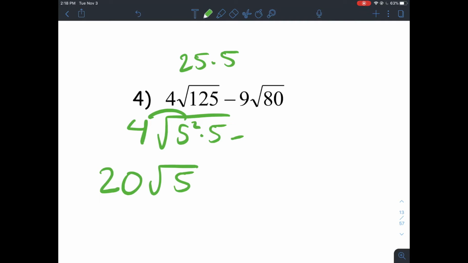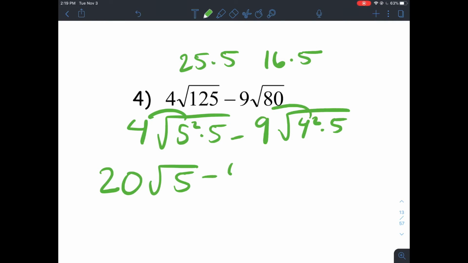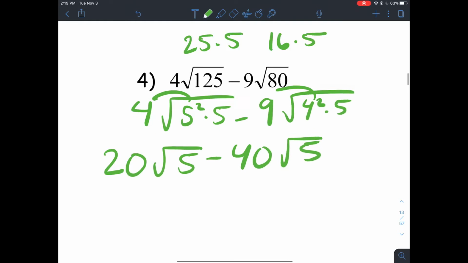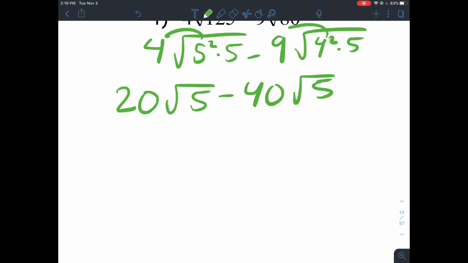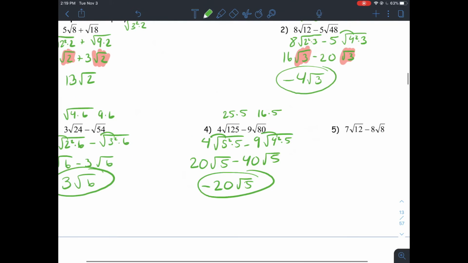And now we've got root 80. For 80, we're going to want to break that down into 16 times 5. So we've got 9 times root of 4 squared times 5. We can pull the 4 out, and we get minus 40 root 5. Now we've got like terms, so we can do minus 20 root 5.